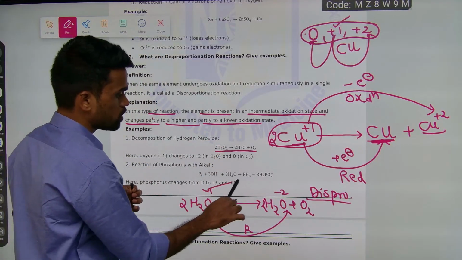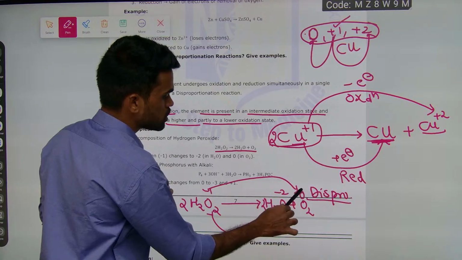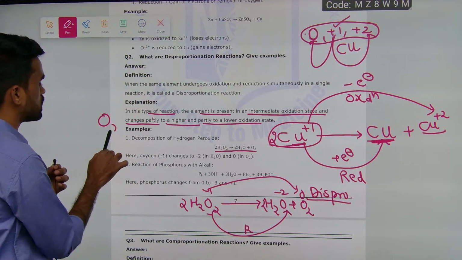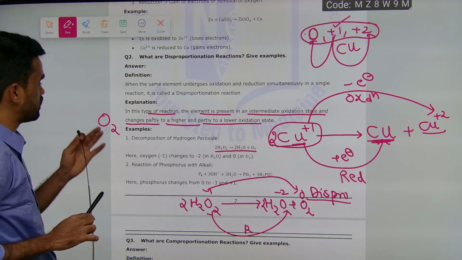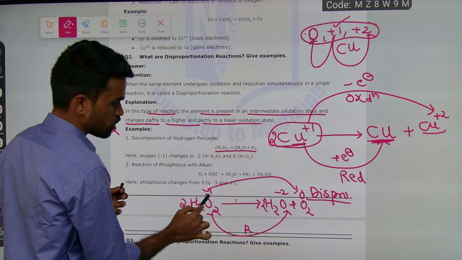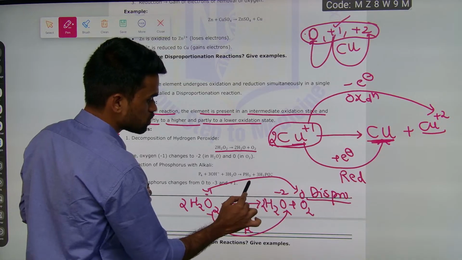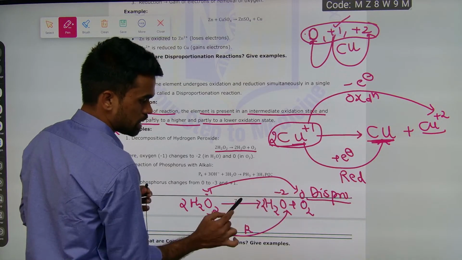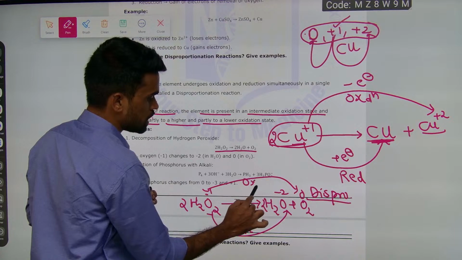And from -1 to 0: whenever a species is combined with itself, as oxygen exists in O2, the oxidation state will be 0. So -1 is converting into 0, which means it is happening by losing an electron, so it is oxidation.